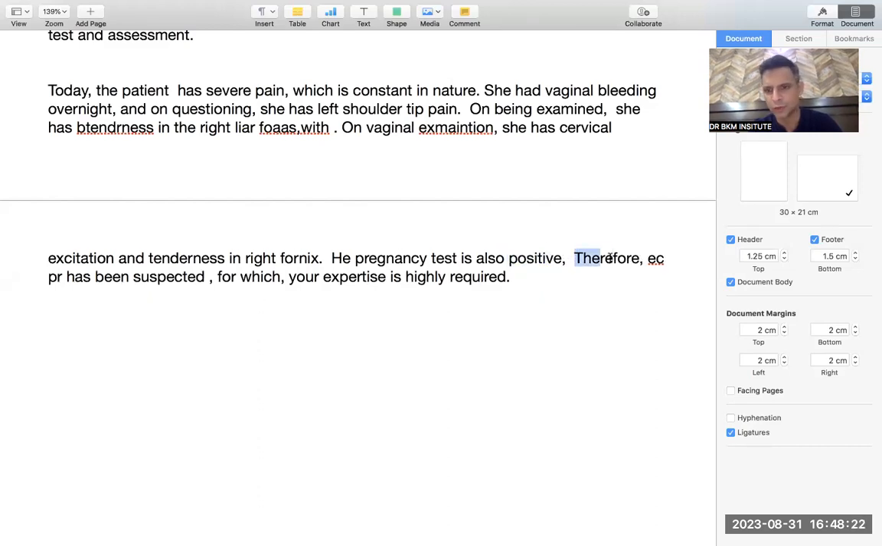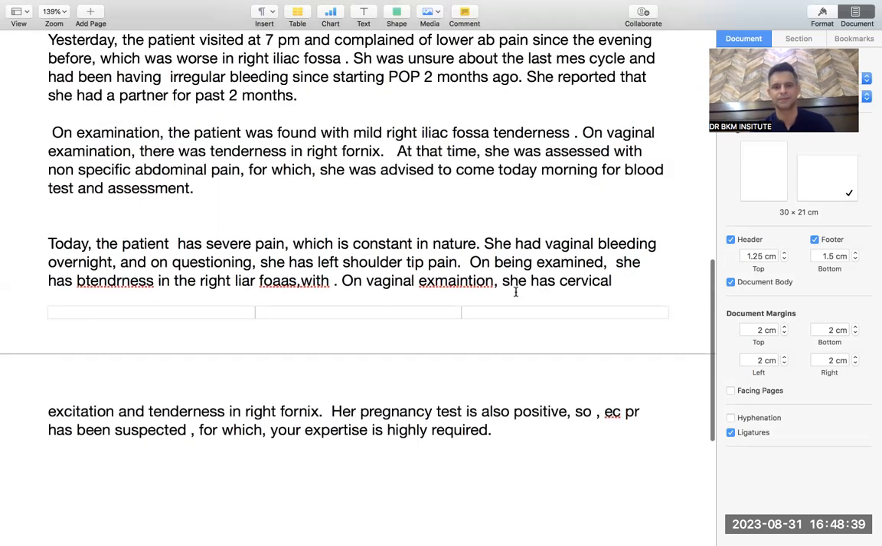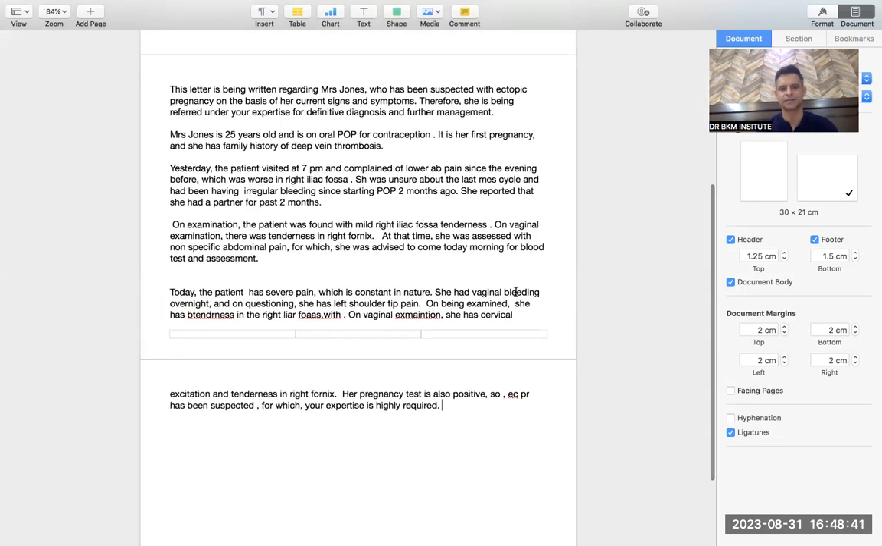Comma, when you use full stop, always use therefore. When you use comma, you can use so. So ectopic pregnancy has been suspected, because her pregnancy test is positive, that is why we are suspecting ectopic pregnancy, for which your expertise is highly required. That's it. That's your letter. Complete letter. Over. Done. Nothing more to say at all. It's all over. I have completed the letter.